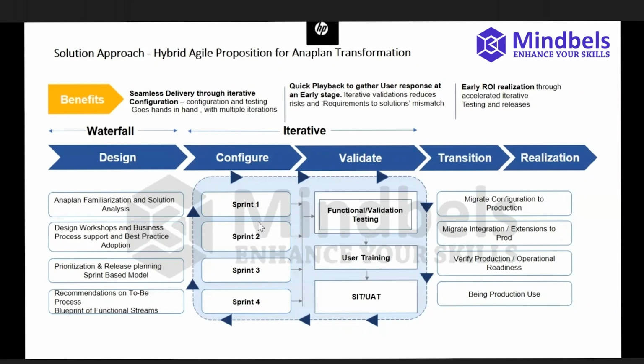To create these sprints, we need to conduct some sessions with the end user, that is workshop sessions, where you need to collect all the requirements, and all these requirements should be divided into sprints on the basis of prioritization. Correct? Do you have any questions?